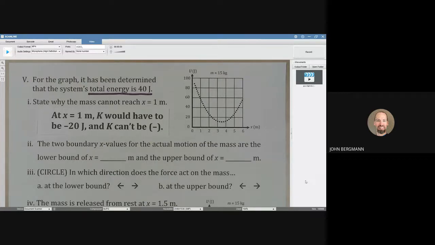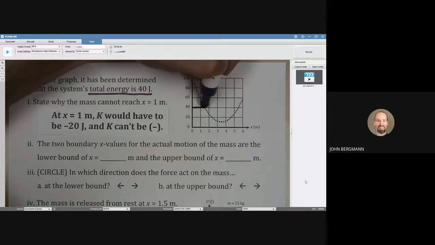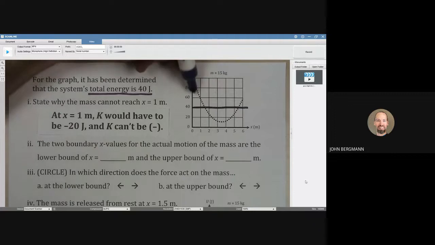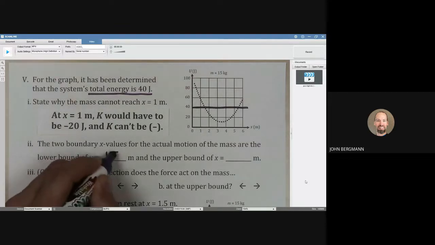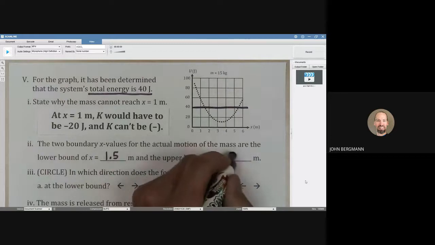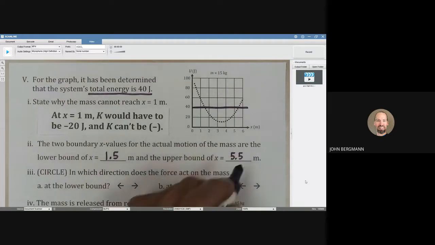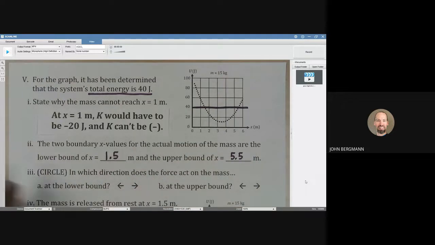Part 2, the two boundary x values for the actual motion of the mass are the lower bound and upper bound. All right, so if the total energy is 40, anything up here can't happen because that would mean we'd have to have a negative kinetic energy, which we can't have. So it looks to me like the lower bound is at about 1.5 meters and the upper bound is at about 5.5 meters. In which direction does the force act on the mass at the lower bound?